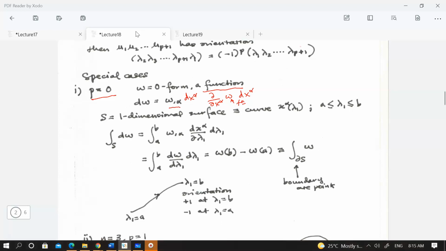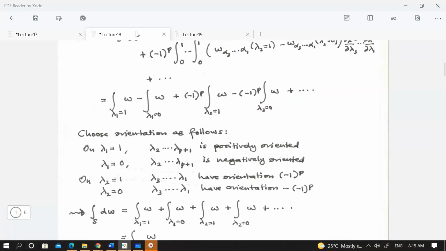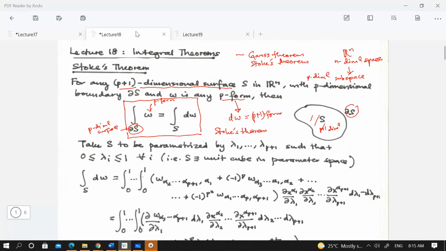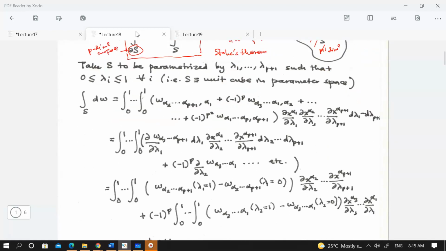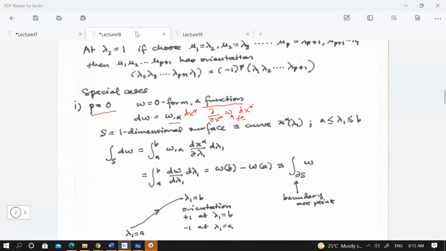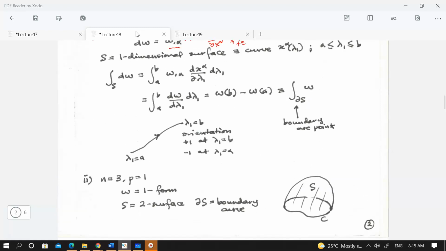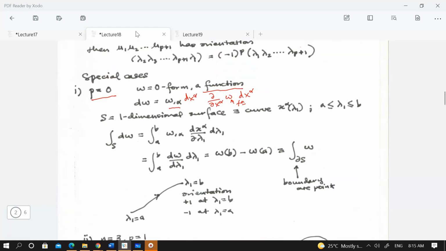Let's look at the right hand side. Remember, the right hand side is the exterior derivative integrated over the p plus 1 dimensional surface. In our case, p is 0, so this will be integrated over a one-dimensional surface, which is really a curve. The curve is parameterized by a single parameter, which is given by lambda 1.